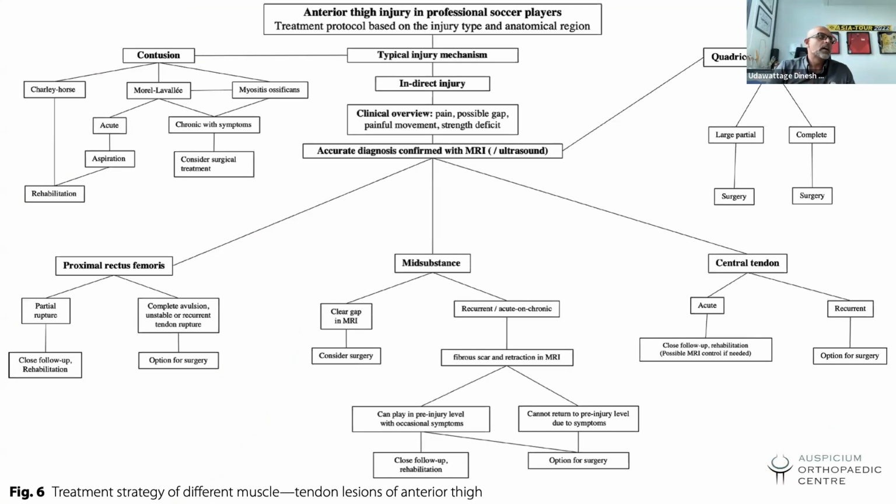They give a very nice diagram in terms of how to go about managing these things. They talk about, if it's a contusion, whether you aspirate it, if it's Morel-Lavallée, how you deal with that, myositis, if there's injury to the tendons, if there's injury to the mid-substance of the muscle as well. So it just gives a little bit more of a schematic in terms of how to approach things.